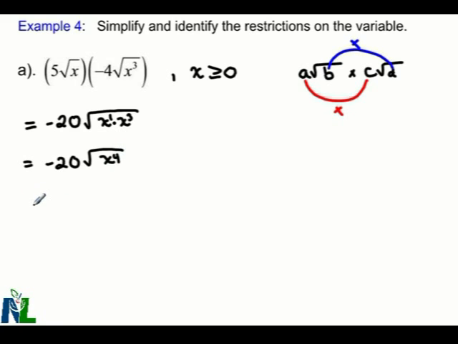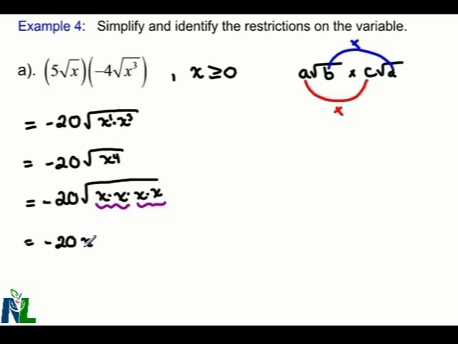So when I have x to the 4, that means I have 4 x's being multiplied together. And if I'm taking the square root, that would mean I'm looking for groups of 2. So you'll see here in my problem that I have 2 groups of 2. So when I take the square root of x to the 4, the answer to this will be negative 20 times x squared.